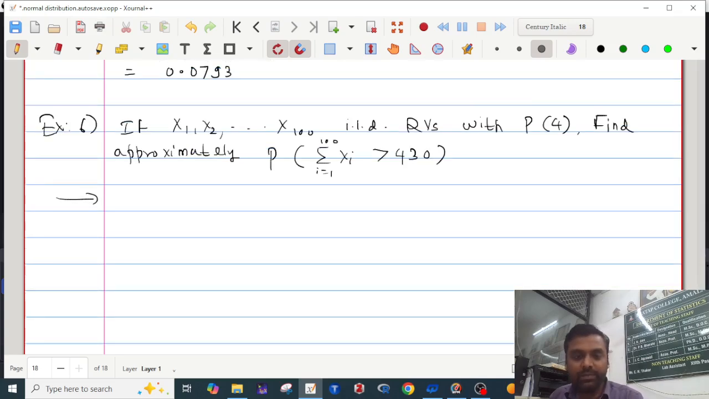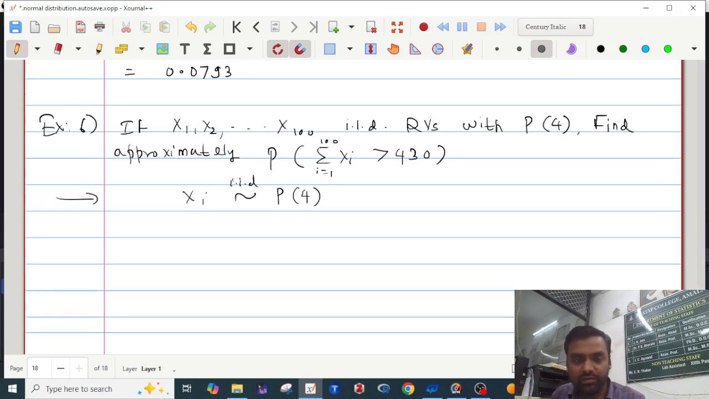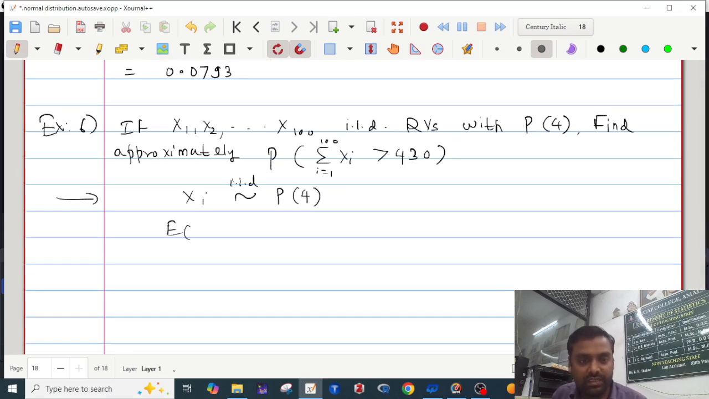So this example we will solve with the help of the central limit theorem. What is given? Xi's are IID random variables. So Xi's follow Poisson distribution with parameter 4. So expectation of Xi is 4. Variance of Xi is also 4.